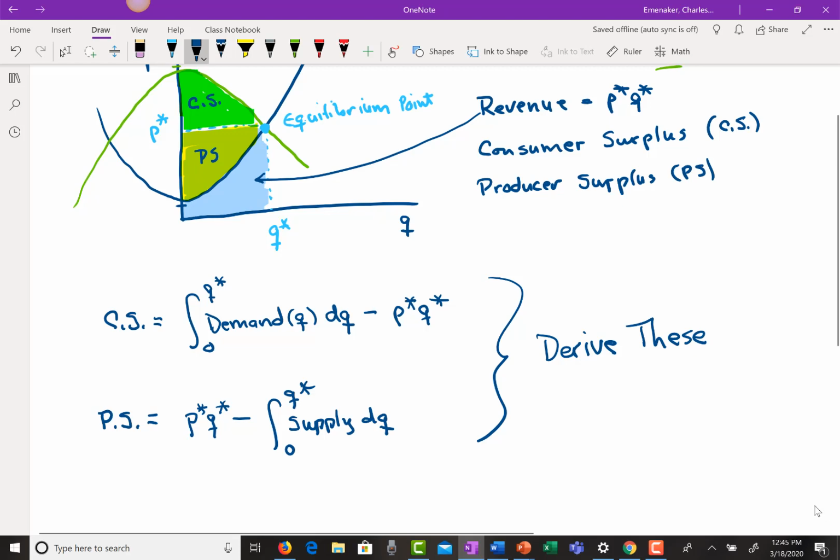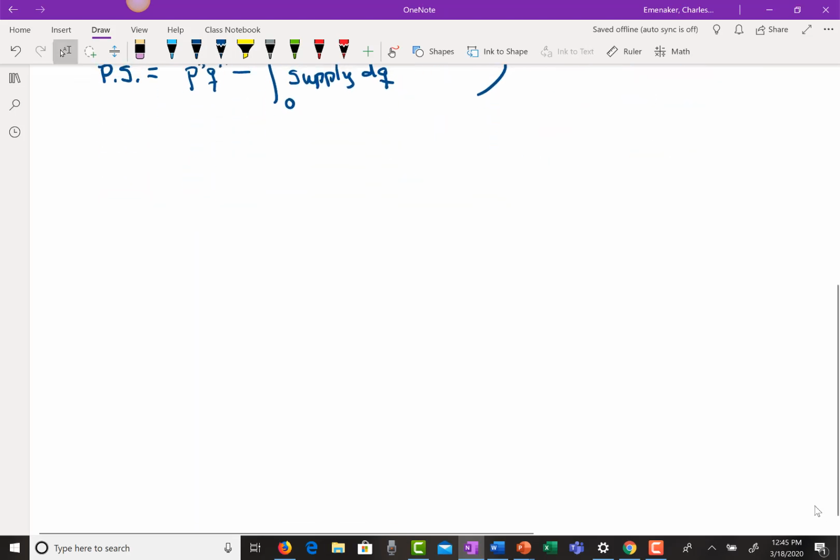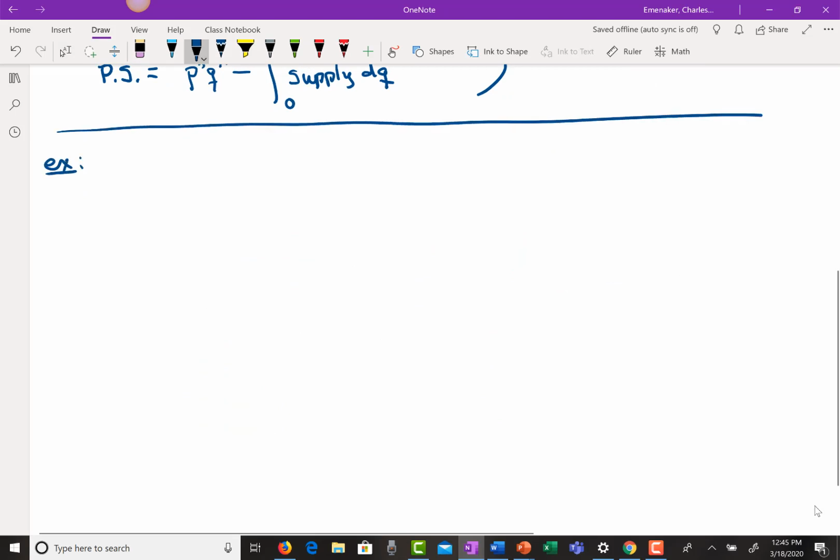Okay, with that said, let's do an actual example where we're going to compute the producer surplus and the consumer surplus, using the demand function that we referenced above, the demand function being 35 minus q squared, the supply function being 3 plus q squared. Recall first off, if we're going to do either of them, the first step is to compute the equilibrium point.